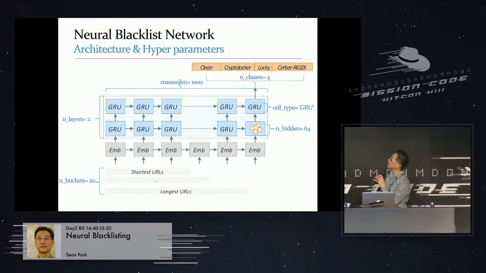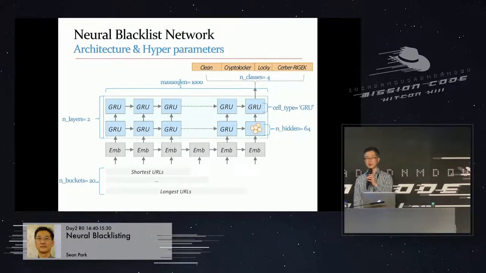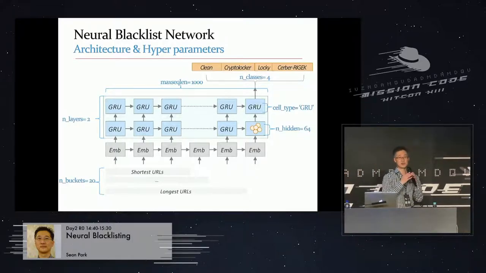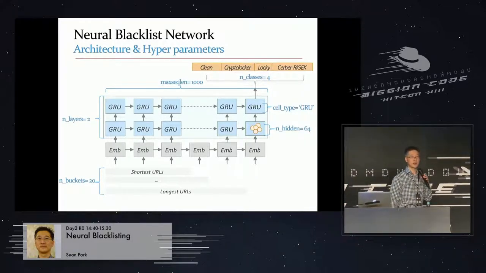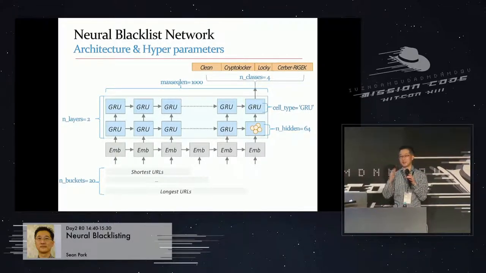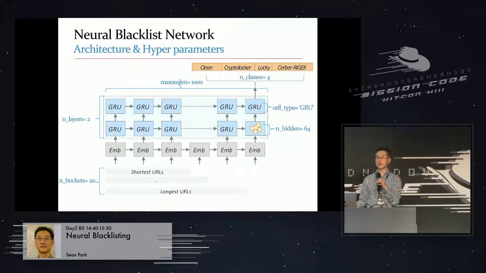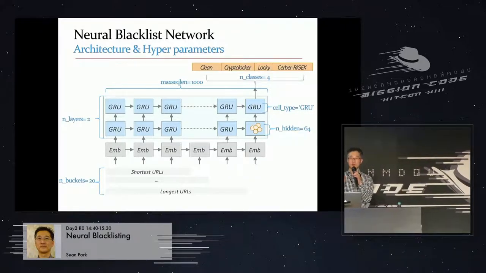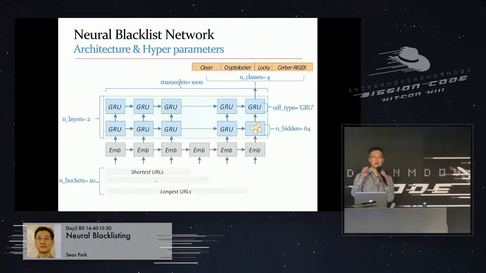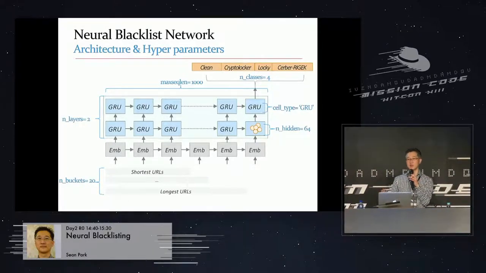So I have used two layers, and of course I've got the embedding layer, and I'm also using something called bucketing, because some URLs are very short, some URLs are very long, and if you simply apply the padding on a short URL, it will take ages to do the training. So I simply put the small URLs into one bucket, and the long URLs in another bucket, so that way we can do the training more efficiently.